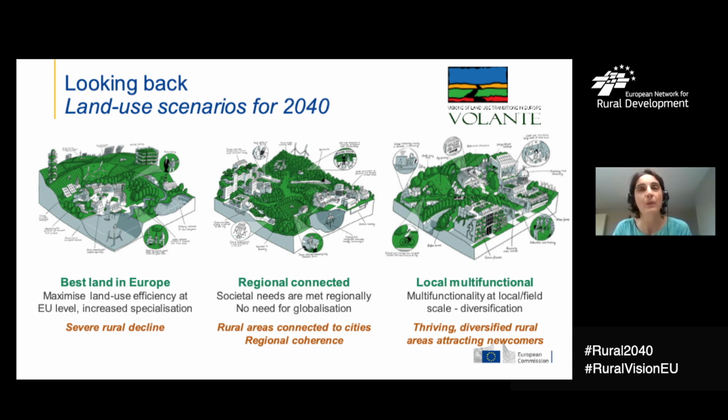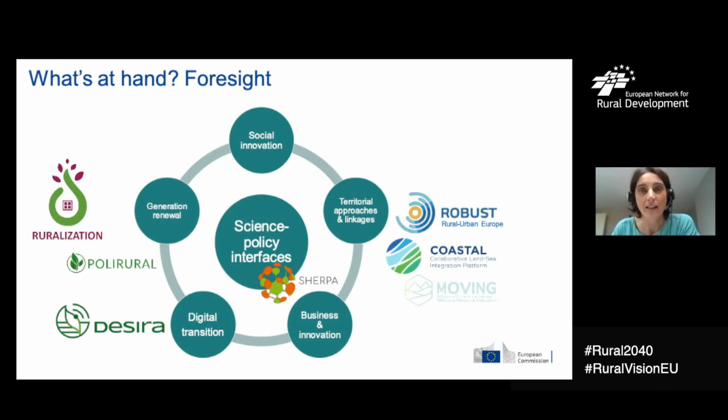So it's good to have them in mind. So that was the past. Now, what do we have at hand? Here's the landscape. Don't worry, I'm not going to talk about all of this, but this is the landscape of Horizon 2020 rural projects. So rural in the sense that they go beyond farming. They look really at rural communities in general.